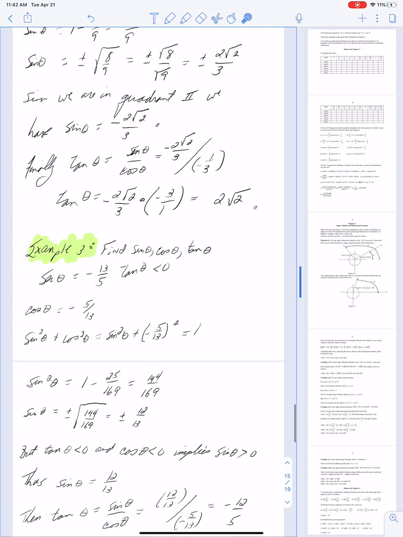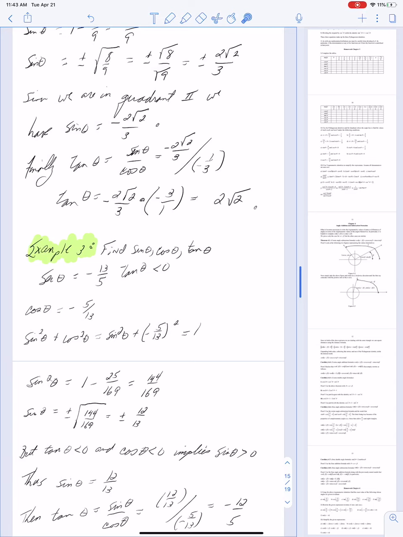All right, let's look at another example. Same kind of story. Find sine theta, cosine theta, and tangent. Now I tell you that secant is minus 13/5 and tangent is negative. All right, so what's secant? 1 over cosine. So if secant is minus 13/5, cosine is its flip, minus 5/13. Now, if cosine is negative and the tangent is negative, then since tangent is sine over cosine, that tells me sine has to be positive.